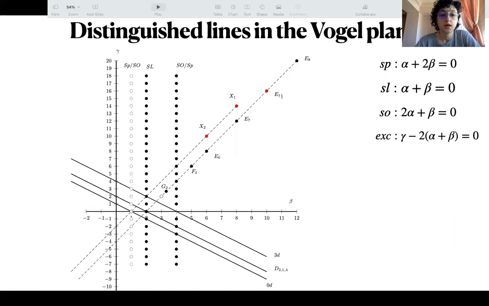Here I present a quite famous picture. It is the distinguished lines in Vogel's plane. The main fact is that the special points which correspond to simple Lie algebras are situated in this Vogel's plane very non-randomly. For example, as you see, the exceptional simple Lie algebras lie on one line, and so do the other algebras, such as orthogonal, unitary, and symplectic ones. On the right corner of the screen, I presented the equations of these famous lines.